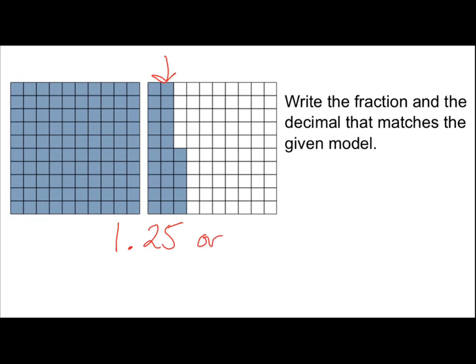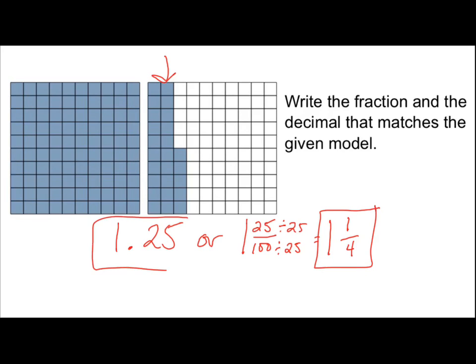If I was going to write that as a fraction, I would have 1 whole, then I have 25 out of 100 little squares on the second model shaded. So I would have 1 and 25 hundredths. This, of course, can be simplified, and you always want to make sure that you write your fractions in simplest form. I can divide my numerator and my denominator by 25, so that's what I'm going to do. I keep my whole number. 25 divided by 25 would be 1, and 100 divided by 25 is 4. So 1 and 1/4 and 1 and 25 hundredths are equivalent fractions.